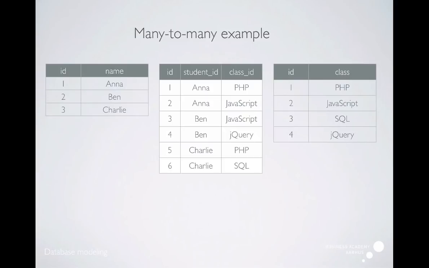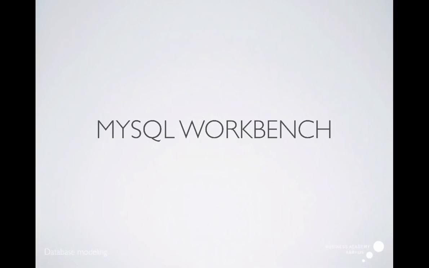So when we make a query or we want to select some data through this many-to-many relationship in the database, we will get a list that looks like this, because the database can make the lookup in the related tables. So it replaces 1 with Anna and 1 with PHP, for example. So let's have a look at how we can do it in MySQL Workbench then.